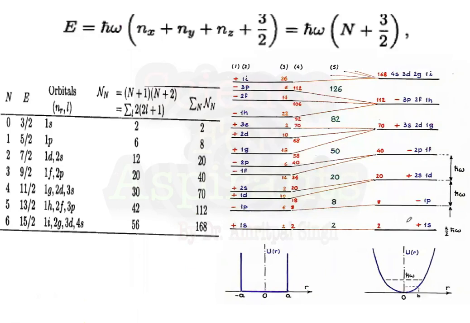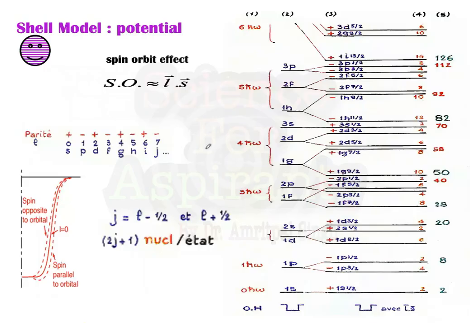Later on, they explained the spin orbit interaction. There is an interaction between the spin quantum number and the orbital quantum number, and due to this interaction they found another term, the total angular quantum number, whose values can be l plus or minus s.